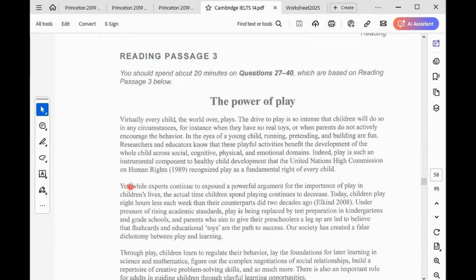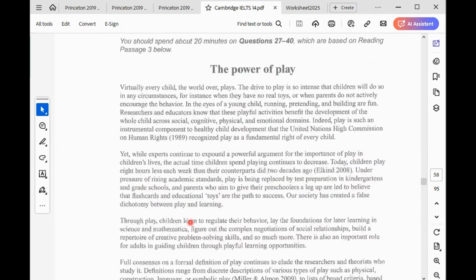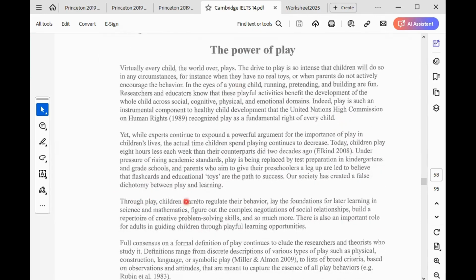Paragraph B. Yet, while experts continue to expand a powerful argument on the importance of play, the actual time children spend playing continues to decrease. Under pressure of rising this. Okay, next paragraph. Through play, children learn to regulate their behavior, lay the foundation for later learning.